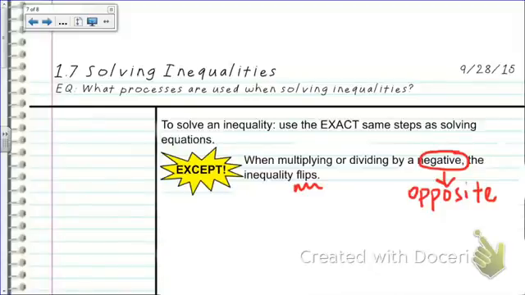Okay? So when we are dividing or multiplying by the opposite, that means that we have to take the opposite inequality sign as well. So this is probably the thing that students forget the most: when they're multiplying or dividing by a negative, because it's an inequality and negative means opposite, you have to do the opposite inequality. So you have to flip it around.